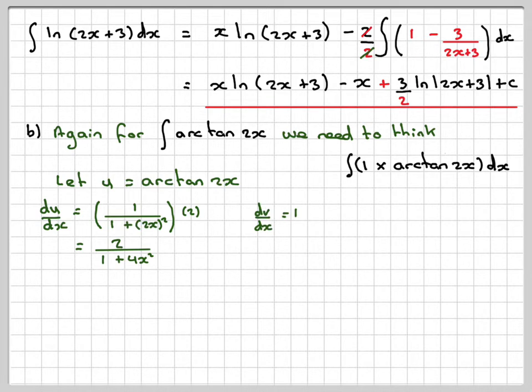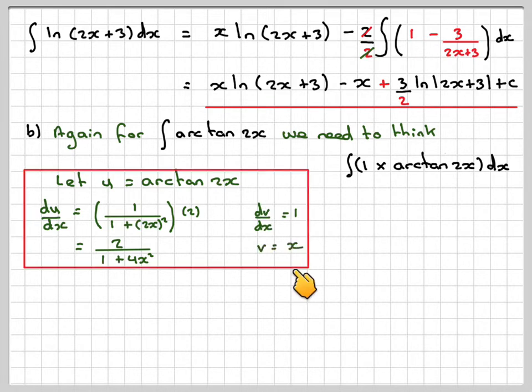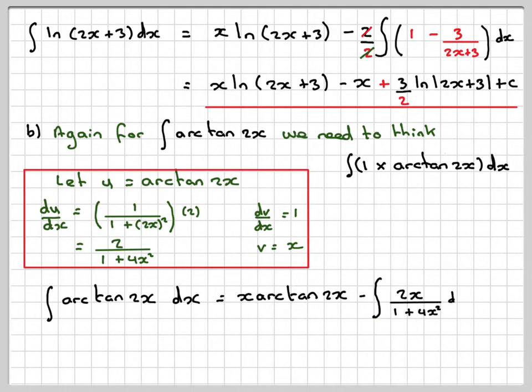So dv by dx is 1, and like we got before, v will be x if we integrate that. Using integration by parts, we're going to get uv. So we're going to write u times v, which is x arctan of 2x, minus the integral of, combining these two here, 2x over 1 plus 4x squared. We'll call that equation 1, and then we will write it out again so we can get it clear.